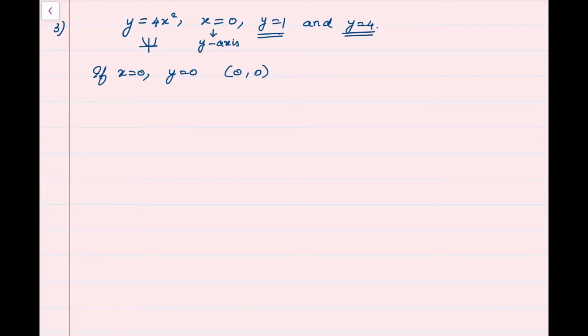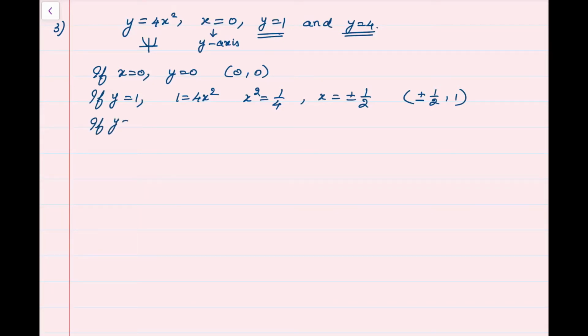0, 0 is one point, and if y is 1, 1 is 4x square. x square is 1 divided by 4. Therefore, x is plus or minus half. The points of intersection are plus or minus half and 1. Write the x coordinate first and then the y coordinate.